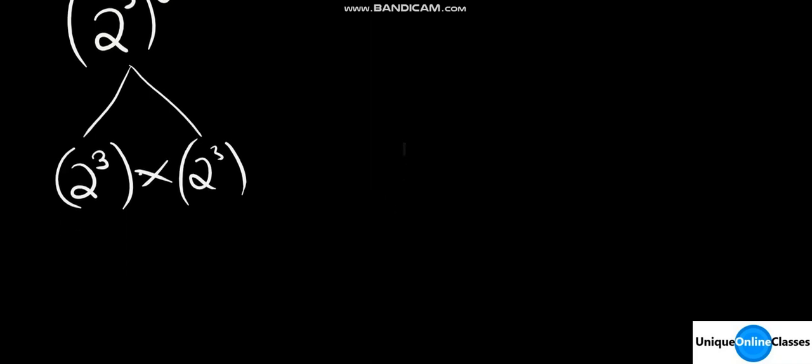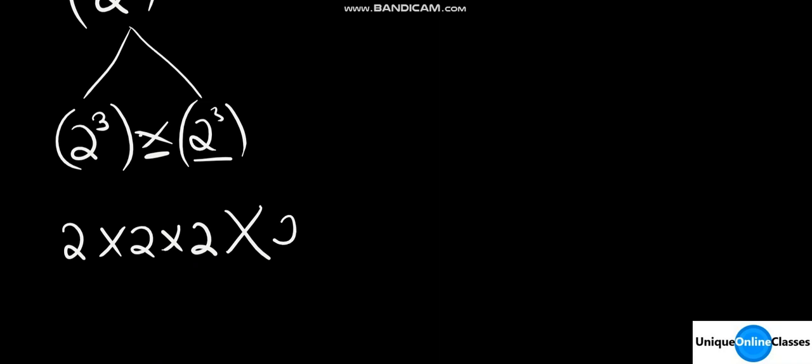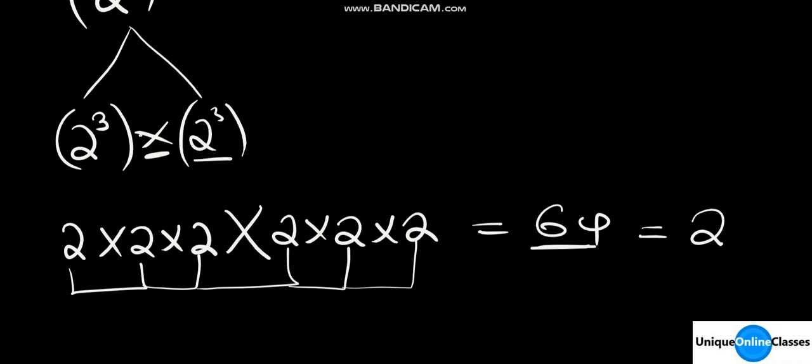If you are breaking this, 2 power 3, I mean 2 power 3, is 2 times 2 times 2, then I double it, so I also have 2 times 2 times 2. Now this times this is 4, times this is 8, times this is 16, times this is 32, times this, the answer is 64. If you write 64 in terms of base 2, it is 2 power 6.